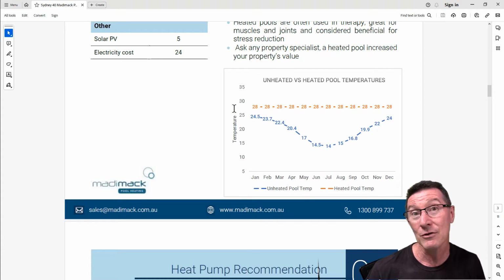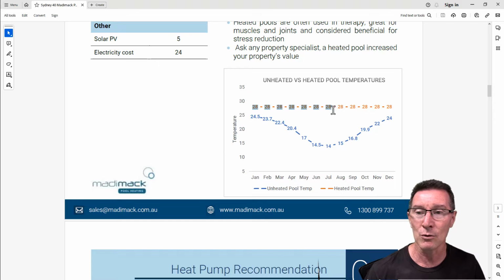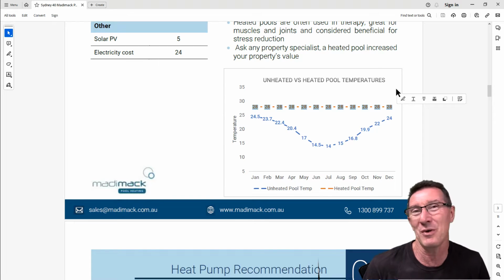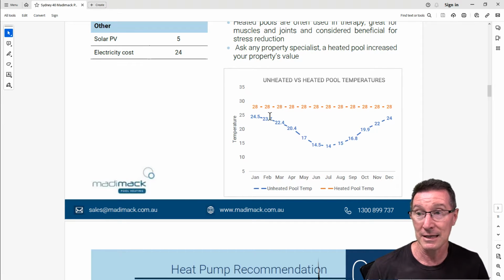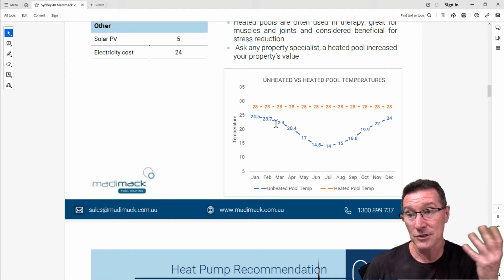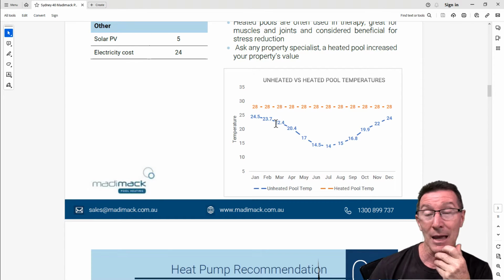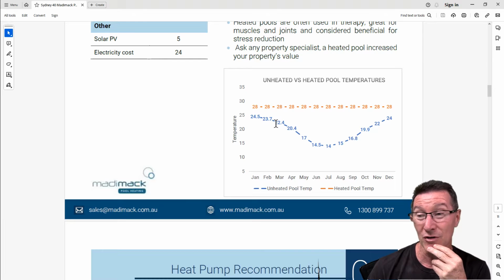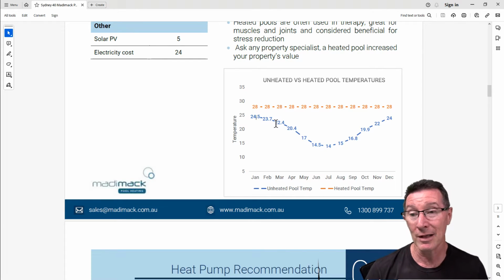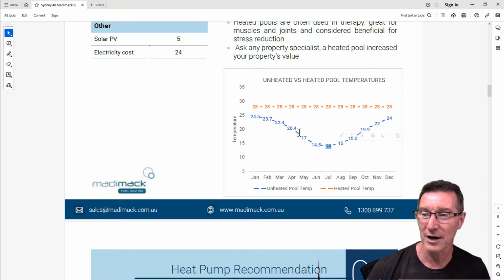So I'm looking at the report that we used to size our heat pump here. We're targeting a 28 degree C temperature across here. This is the heated versus unheated. Without the heat pump, we're seeing about 24 degrees C at the peak, because it's peak of summer here. Well, it's not quite peak yet, but it's getting there. We're currently at 23 and a half, 24 degrees, something like that, without even heating the pool. And of course, in winter time, expect it to drop to 14 degrees Celsius, none of that Fahrenheit rubbish.